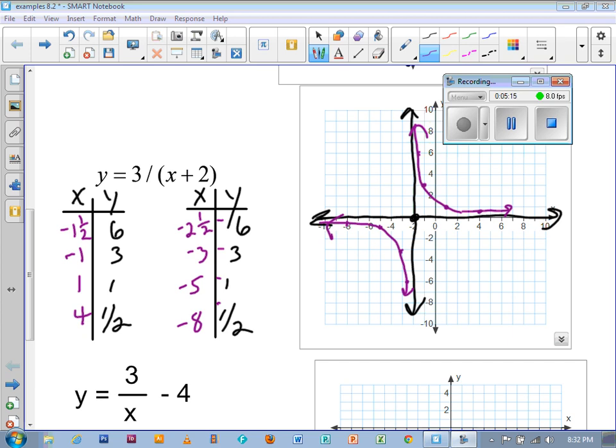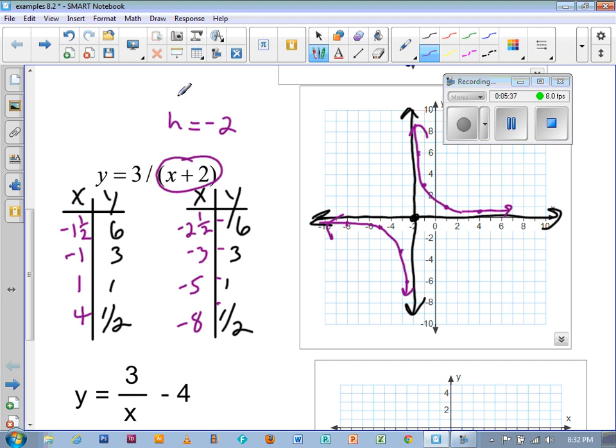So to review the steps to get this graph, the first step is to look at the denominator. In this case, we're adding 2. So we know it's always the opposite. So x, we're going to call this the h value. H equals -2. That's basically how far you go either left or right. If it's plus, we go left 2. If it's minus, we go right 2.